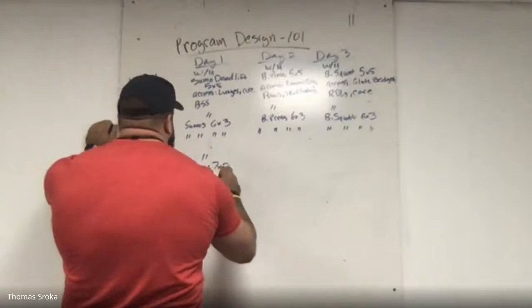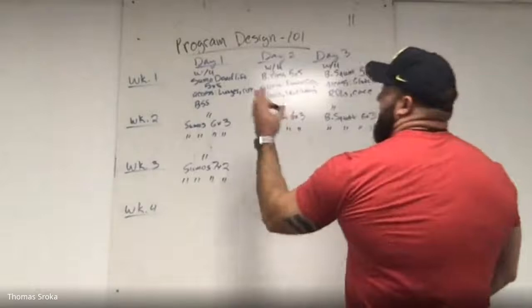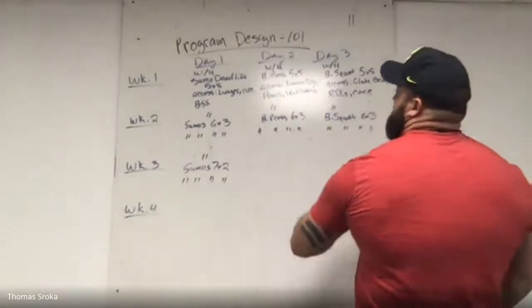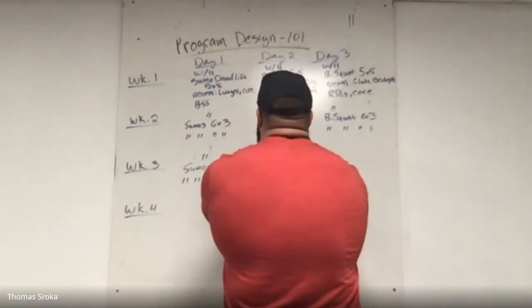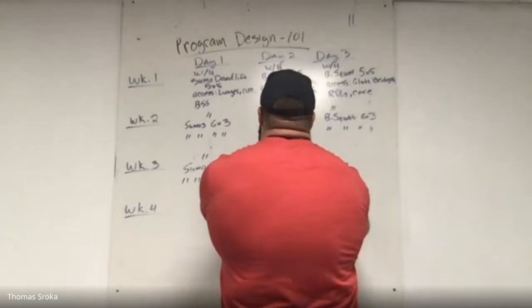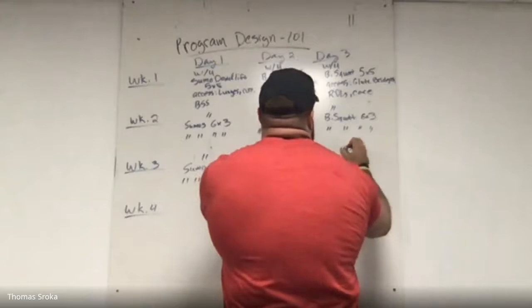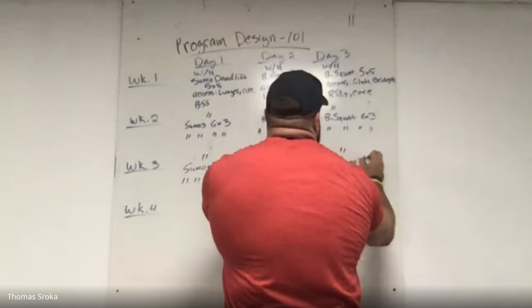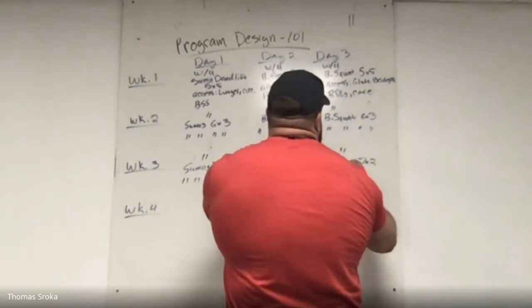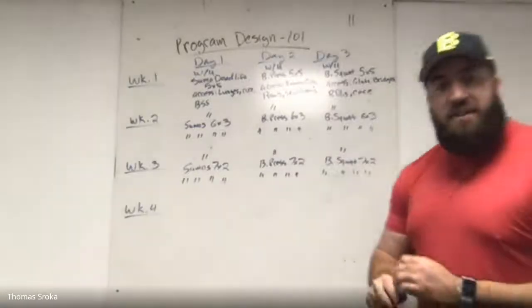Again, accessories. We're picking 3 accessories that are working around types of things like lunges and split squats and core work. Same thing for upper body on week 3, day 2. And then day 3. All right, questions so far about any of this?